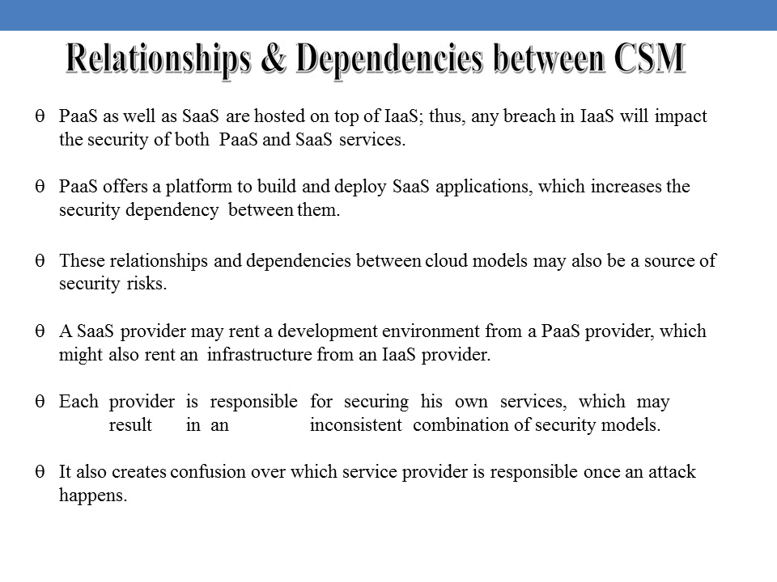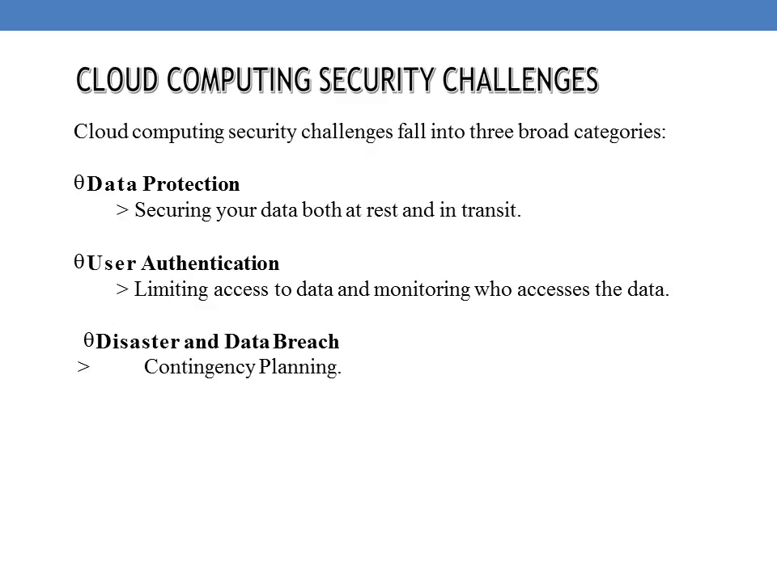A SaaS provider may rent a development environment from a PaaS provider, which might also rent an infrastructure from an IaaS provider. Each provider is responsible for securing his own service, which may result in an inconsistent combination of security models. It also creates confusion over which service provider is responsible once an attack happens.